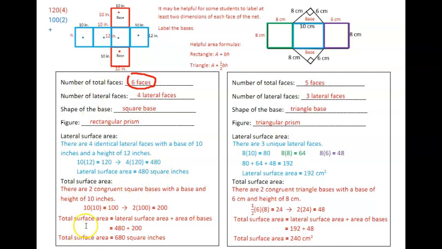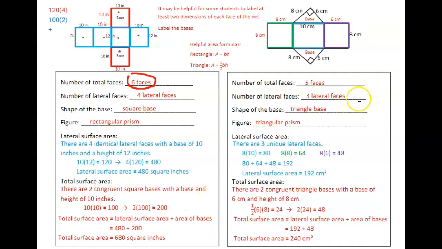To find the total area, you're going to keep the 480, but then you're going to add the area of the red boxes, the bases. 10 times 10 is 100. You have 2 of those, so that gives you 200. 200 plus 480 is 680 square inches.